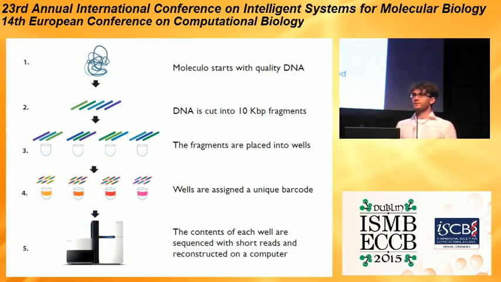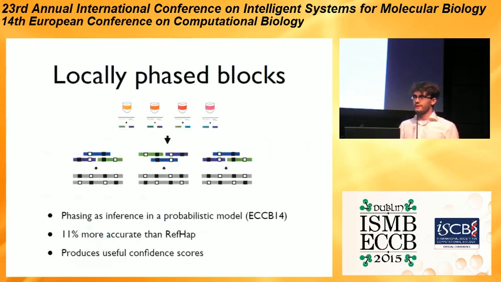So in our paper, we proposed a phasing method based on this protocol. And our method involves several stages, but the first and the most fundamental stage is what we call local phasing. Local phasing is basically connecting long reads at their overlapping SNPs in the same way as I described on the earlier slide. And for this, we developed a new method that frames the problem as inference within a graphical model. And the method is more accurate than a previous state-of-the-art algorithm called RefHap. And because it's probabilistic, it produces useful confidence scores at each position. And I'm not going to go into more detail because this was the subject of an ECCB talk last year.